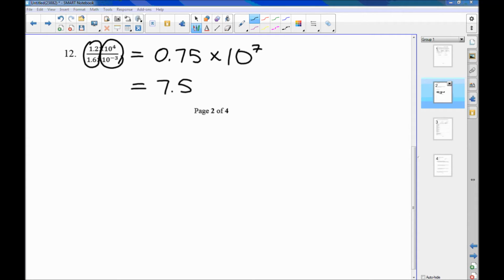Now I have a number between 1 and 10. So I made this number get bigger. Since this one got bigger, the exponent on the 10 has to get smaller. I moved the decimal 1 place, so I changed the exponent by 1. So it would be 7.5 times 10 to the 6th.